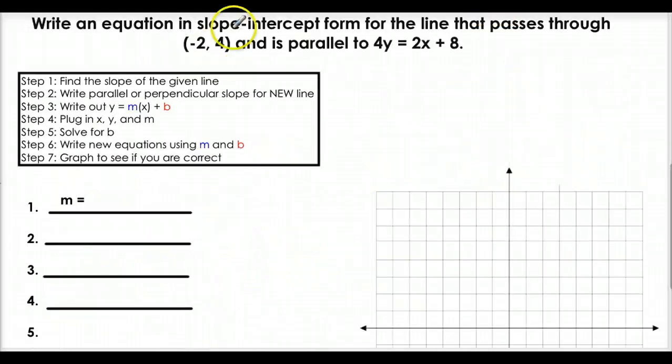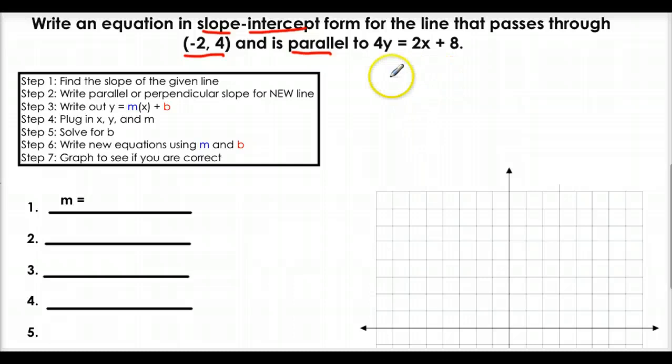So let's try this for a third time. I think the third time it's really going to settle in. So we want to write the equation in slope-intercept form for a line that passes through the point (-2, 4) and is parallel to 4y = 2x + 8. So we're going to start algebraically, then we're going to graph it, see if we even did it right.